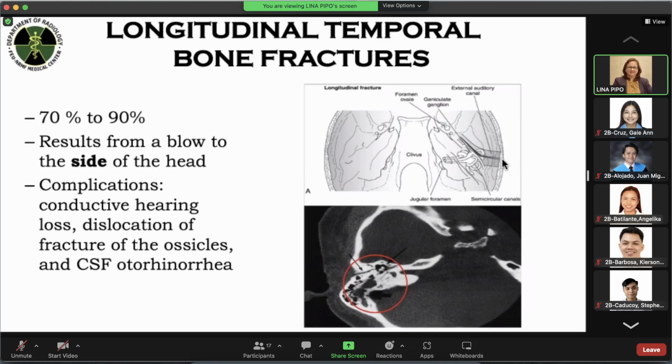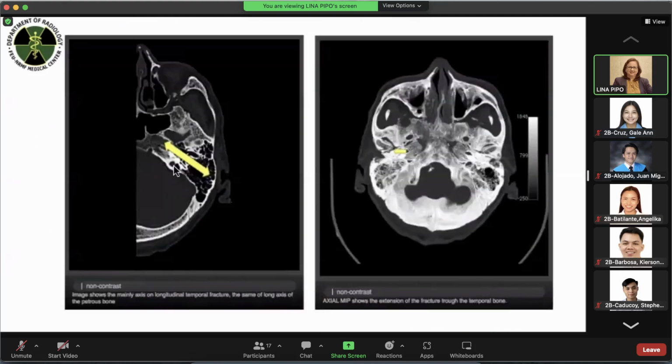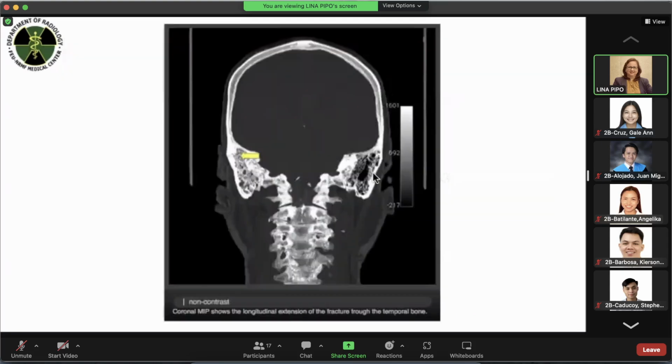So in here, this is how your longitudinal temporal bone fracture looks. For example, in this axial CT scan, there is a left longitudinal temporal bone fracture in the area of our mastoid or our petrous bone. Also here, there's a longitudinal fracture in the right. So that's your longitudinal temporal bone fracture. In your coronal view, there's a longitudinal fracture here in the right.